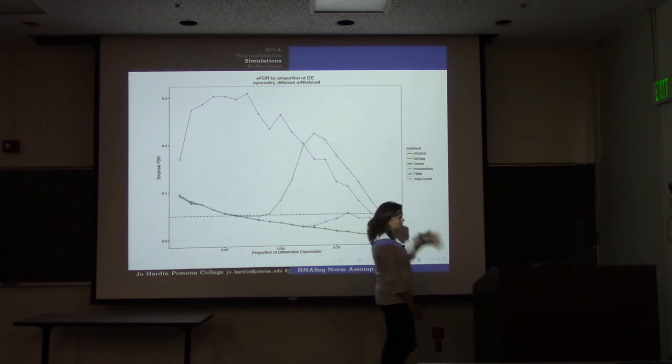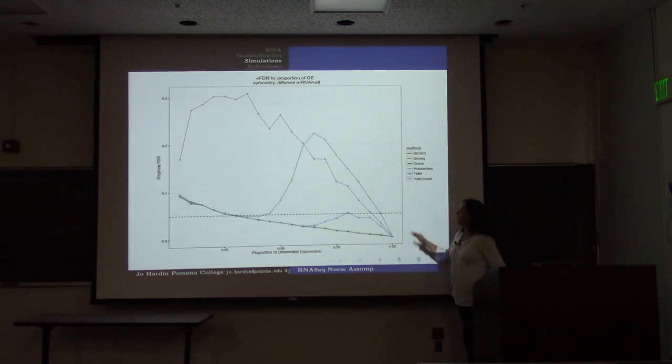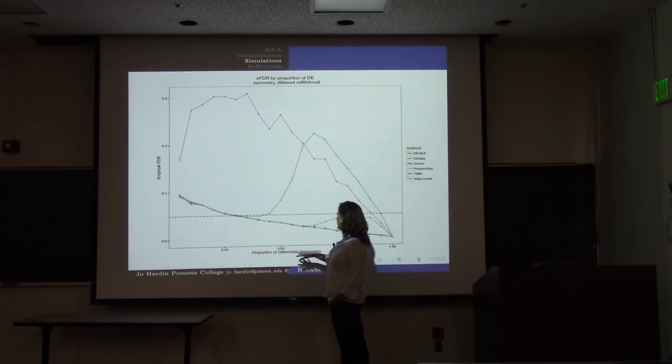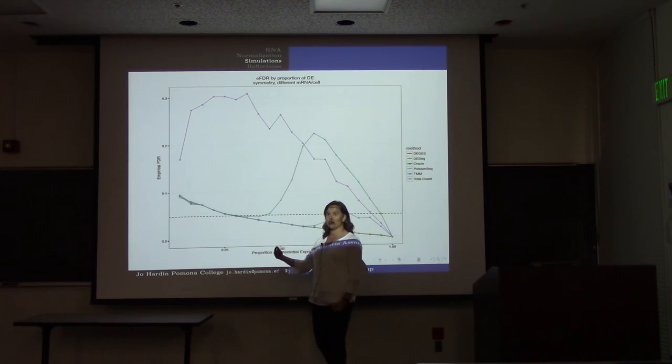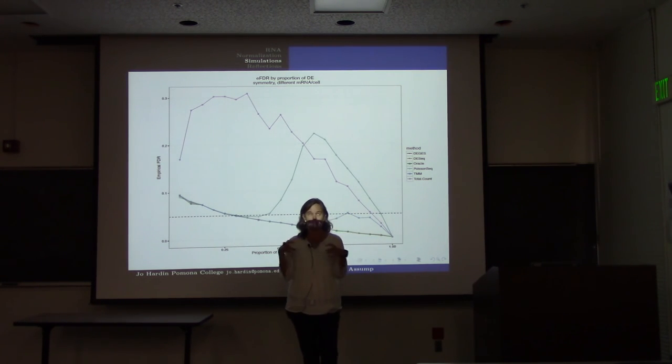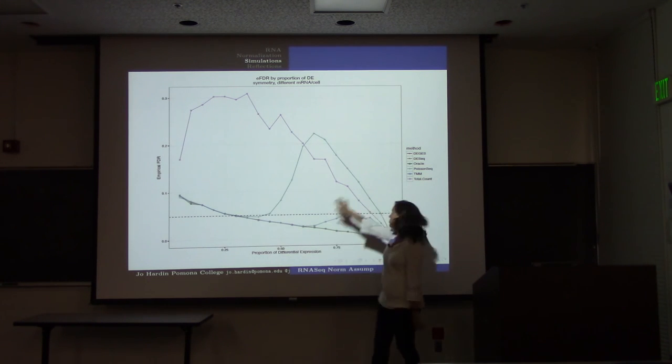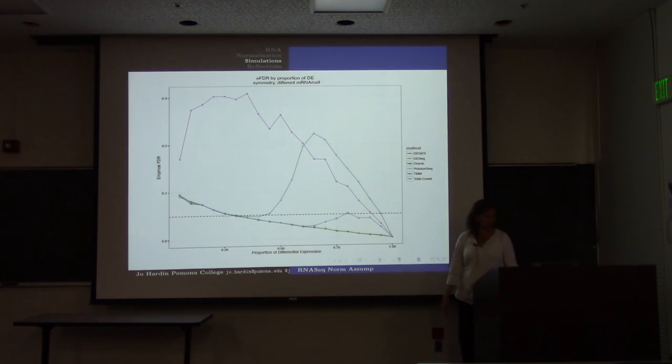And these suffer from some of those same things, regardless of the symmetry. If we're forcing it to do the normalization with the 50% least differentially expressed, but there's more than 50% differentially expressed, then you're going to run into trouble. So that's not surprising with PoissonSeq there.